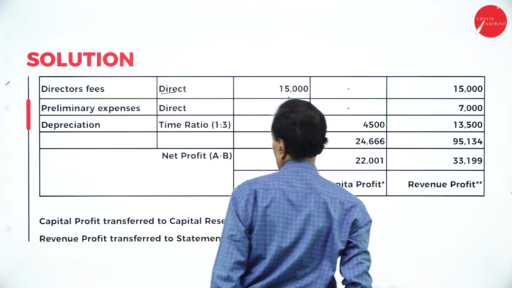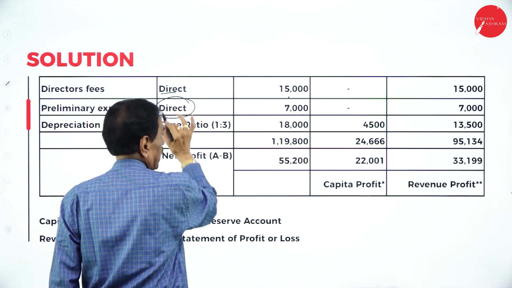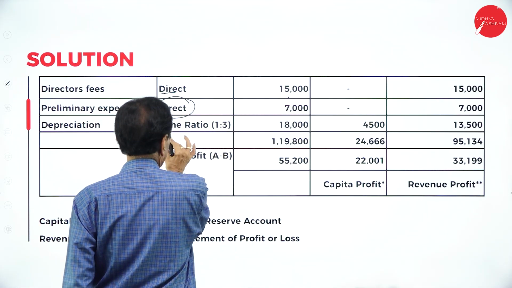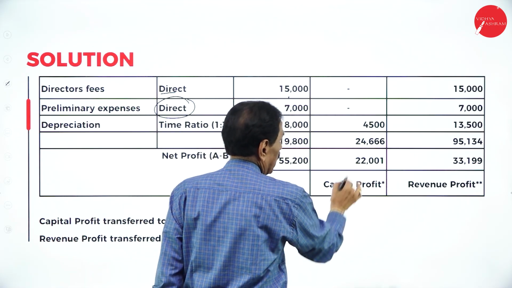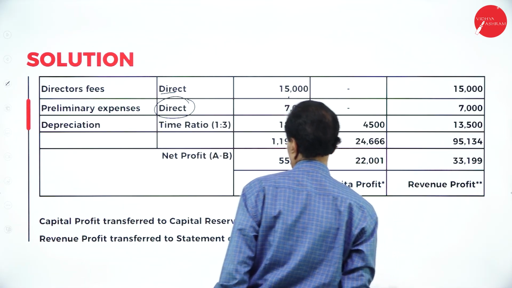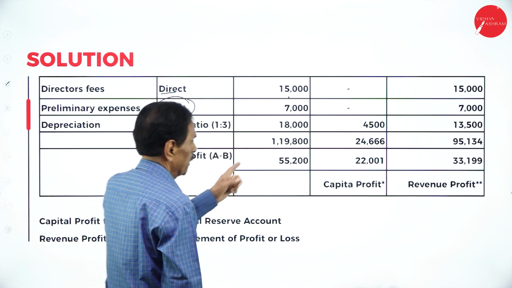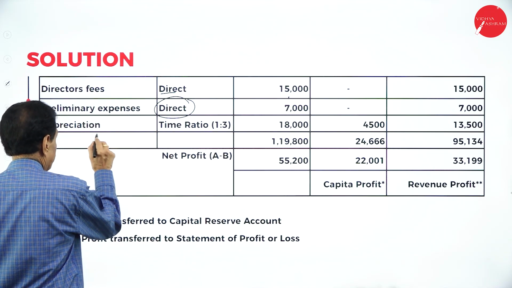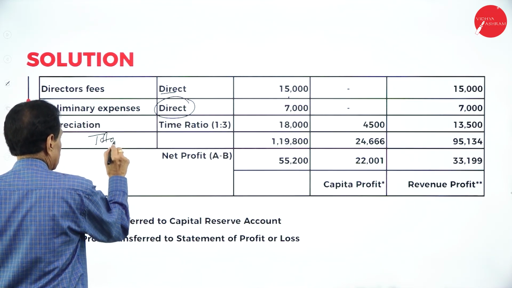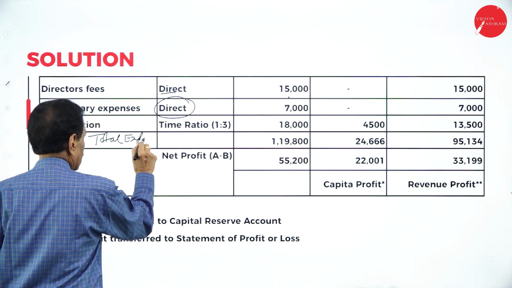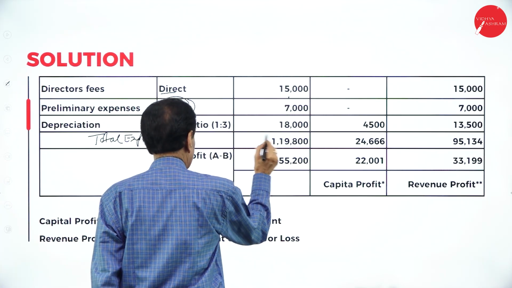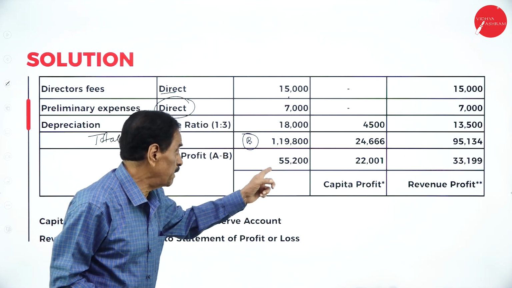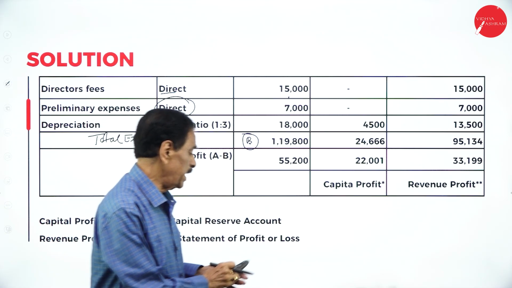Director fees direct, 15,000 goes to post-incorporation. Preliminary expenses direct. As per the law, it goes to post-incorporation. Then depreciation, time ratio 18,000, 4,500, 13,500. If you add the figures, the total will come. This is your total expenses. This is your B. Then net profit, A minus B is 55,200.